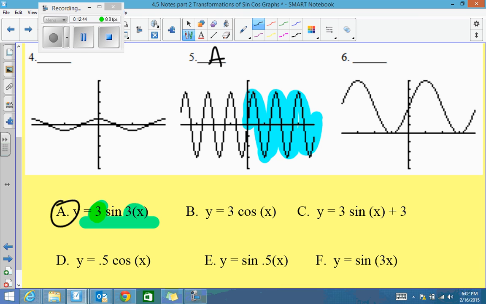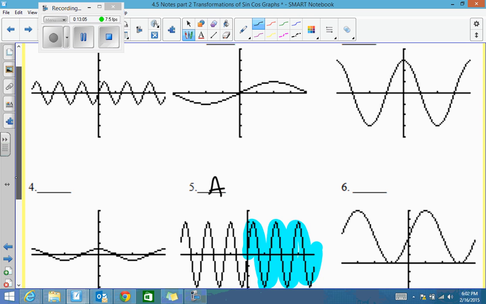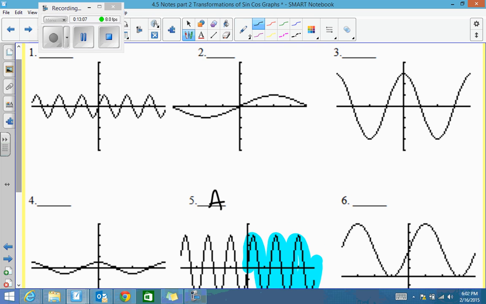If we look at another one, let's go ahead and look at B, 3 cosine of x. So again, here we expect the normal cosine graph, which we know is kind of like an upside down C, but instead of starting at 1 and going down to negative 1, we expect it to be going up to 3 and down to negative 3. So if we look up at our graphs, we can see that that would match this one.